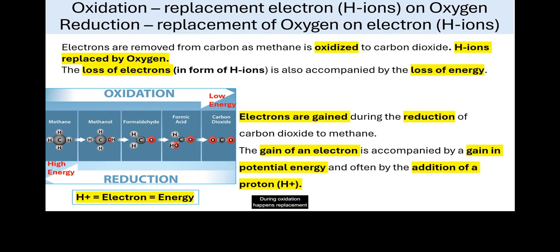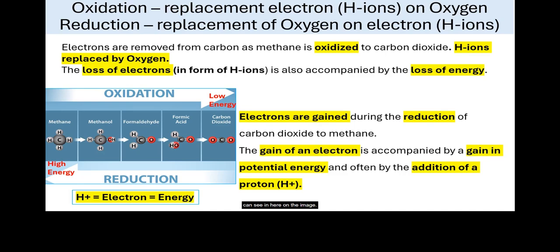During oxidation, there is a replacement of electrons, in the form of hydrogen ions, by oxygen. During reduction, there is a replacement of oxygen by electrons in the form of hydrogen ions. Electrons are removed from carbon, as in methane here, and it's oxidized during the reaction to carbon dioxide. During this oxidation reaction, hydrogen ions are removed and replaced by oxygen, as you can see here on the image.